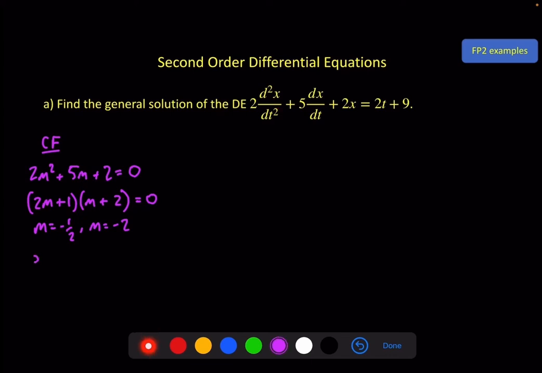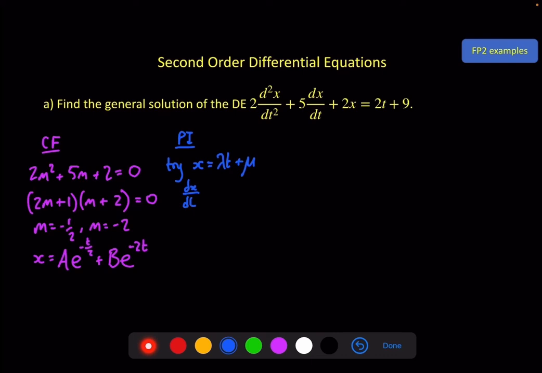So here we've got x for the complementary function is equal to ae to the alpha t. So that's ae alpha is -1/2, so minus t over 2 plus be to the -2t. Now we need the particular integral, and here I'm going to try a linear function because on the right hand side we have a linear expression. X is equal to lambda t plus mu.